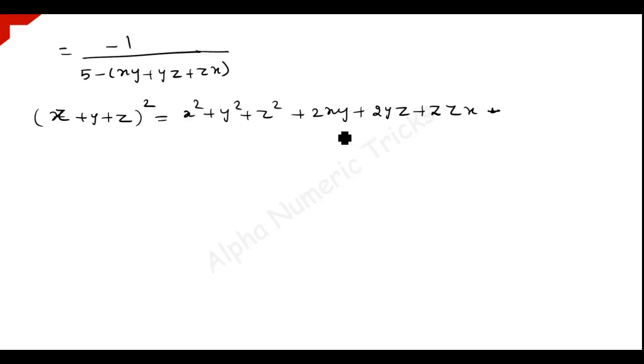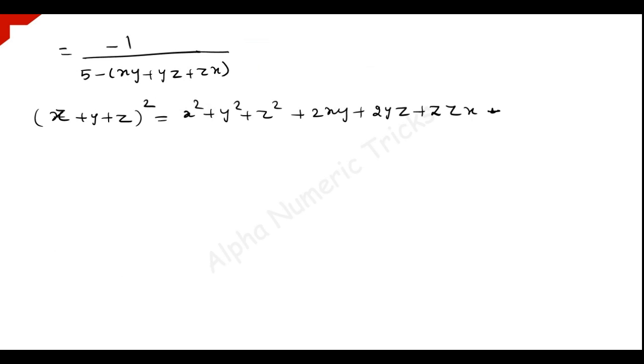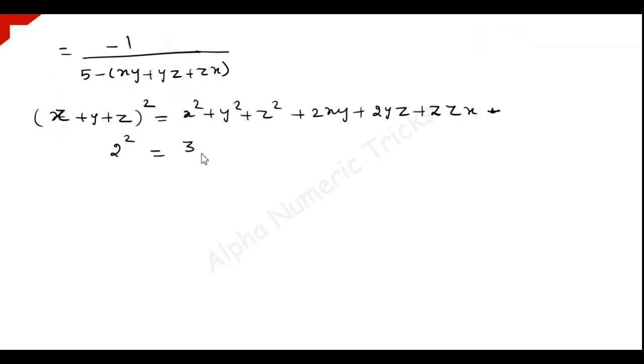Okay, you have to find out the value of this term. So from this you have x squared plus y squared plus z squared. The value is also known to us, isn't it? You directly substitute those values here. x plus y plus z is equal to 2 and this is 3. So you just substitute here. So this is 2 squared and this value is equal to 3. x squared plus y squared plus z squared is 3.